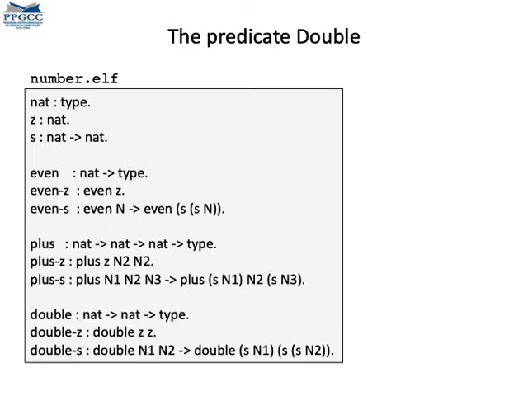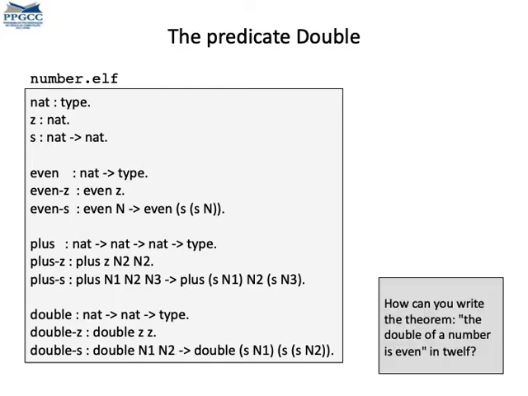Here's the definition of double. The double of 0 is 0, and the double of the successor of any1 is the successor of the successor of any2, if any1 is the double of any2. Now, can you write this theorem in Twelf? The double of a number is even?